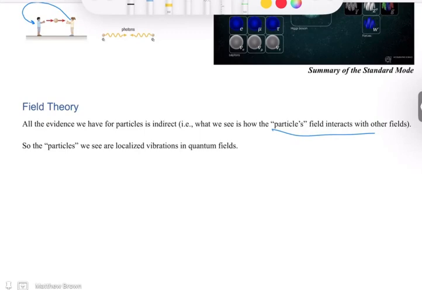And on a large scale, it's convenient for us to say, oh yeah, there's an electron there, and there's a proton here, and this is how they interact and whatnot. But at the end of the day, it's all just interacting fields.